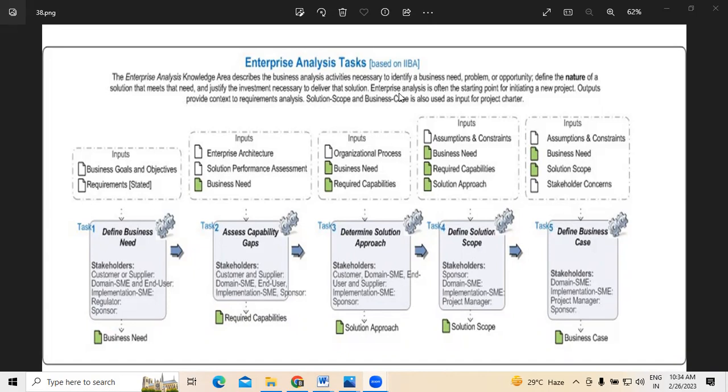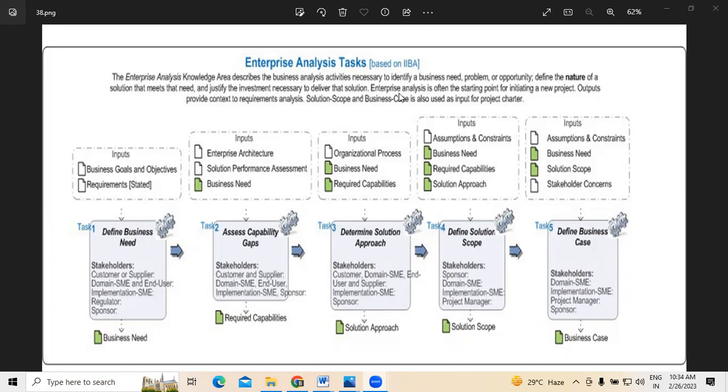At the same time, you need to understand the assumptions and the constraints, because some time back we discussed limitations, right? Challenges, constraints, what assumptions should we keep into account to develop the solution? All these things we have to define here. This is where defining the solution scope comes into the picture. Last but not least, you need to define the business case.